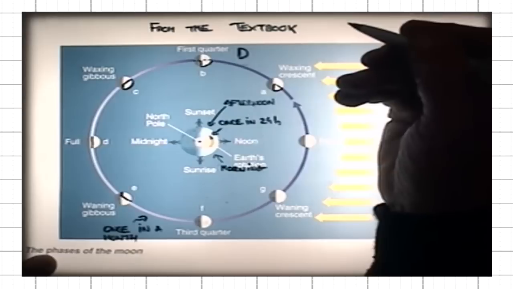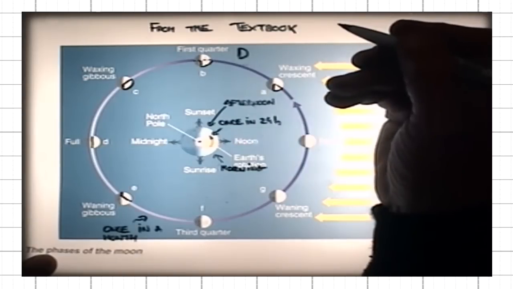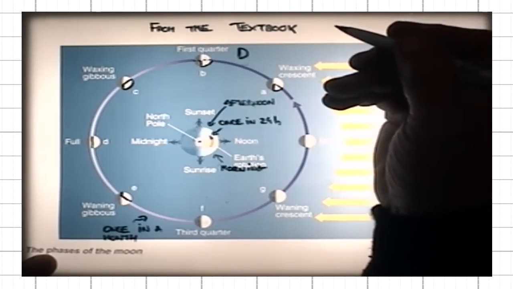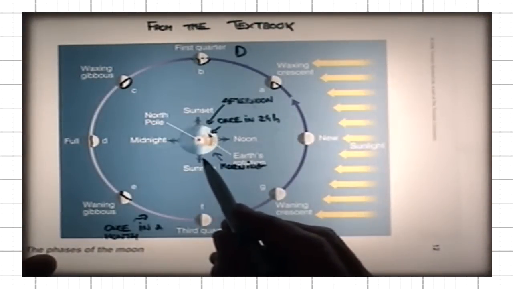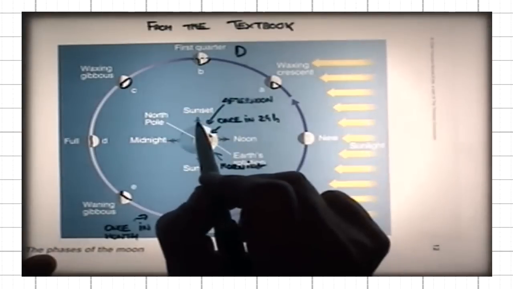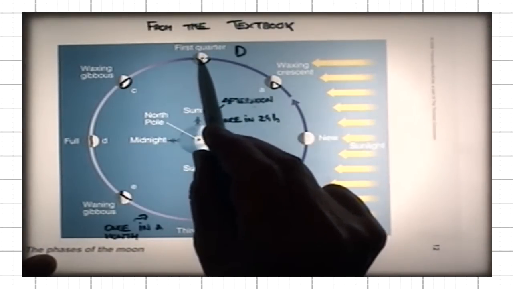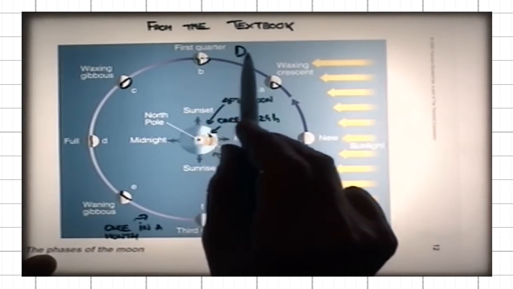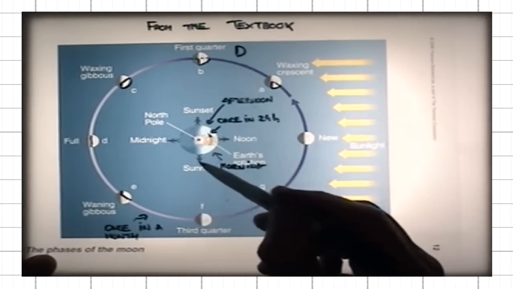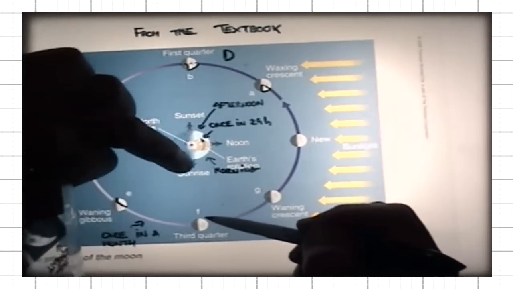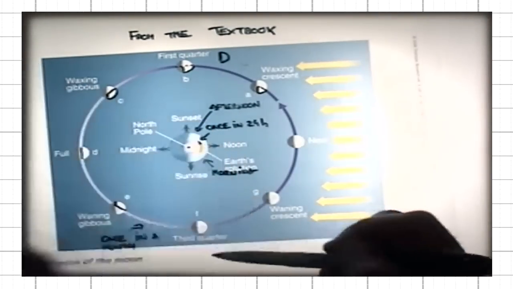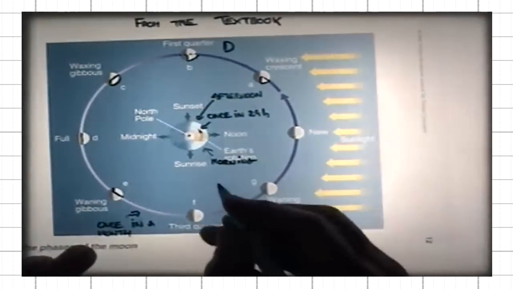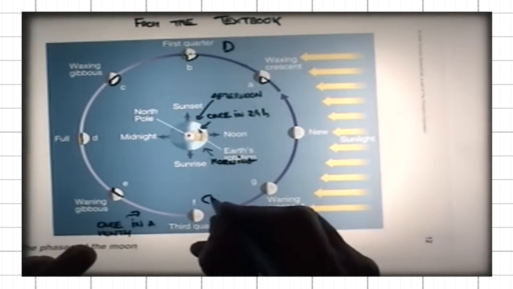right? It looks like a letter D, the first quarter. But the observer here sees the right part as illuminated. But the observer here would see from his vantage point, it would be his left part of the moon that is illuminated. So the third quarter looks like this. It looks like C.